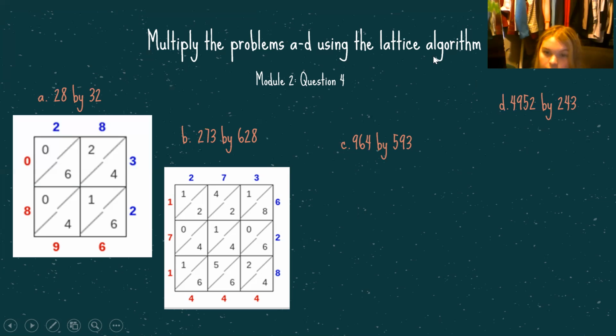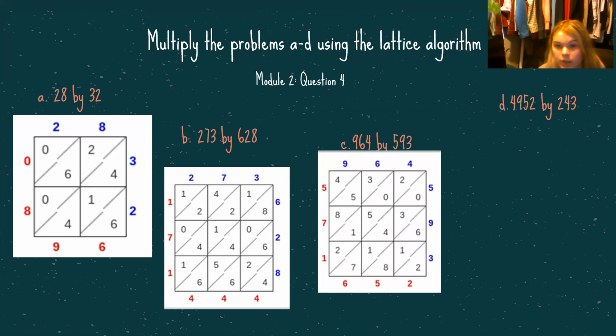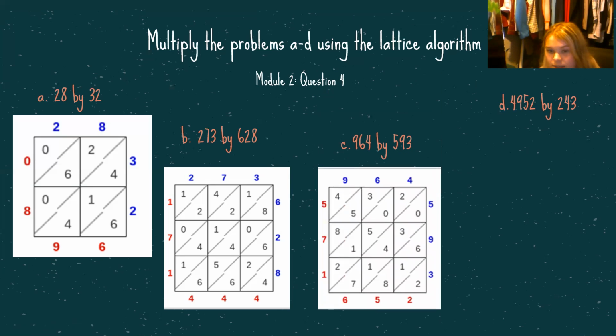We still are going to have 9 boxes because we have 3 numbers that we're multiplying by this time. So we're going to put that in our graph. And again, we're going to do the same thing. 9 times 5 is 45. 6 times 5 is 30. 4 times 5 is 20.